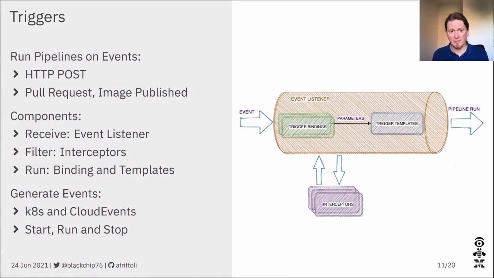So Triggers has several components: the event listener, which is basically the sink that receives the events; filters or interceptors that allow you to define rules on whether to accept or not accept the events, and maybe alter or add something to the body; and then bindings and templates, which allow you to extract information from the binding and then inject it into the resources through the templates, so the resources that you're going to create, such as pipeline runs.